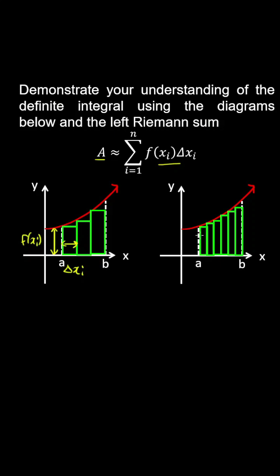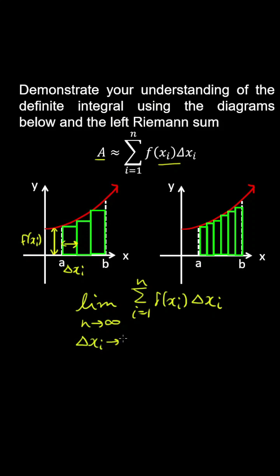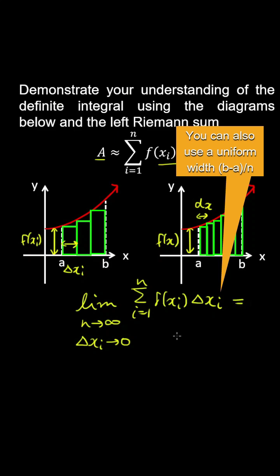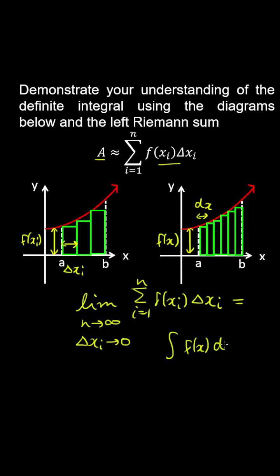Now if we keep decreasing the width of each rectangle, so in other words in the limit as the number of rectangles becomes infinity, and we're taking the limit of the left Riemann sum, this is the same thing as taking the limit as delta xi approaches 0. So we end up with rectangles of infinitesimal width dx, and the height is simply going to be f of x. And therefore we can write this sum as the integral of f of x with respect to x, which gives the area of that infinitesimal rectangle, and we're integrating from a to b.